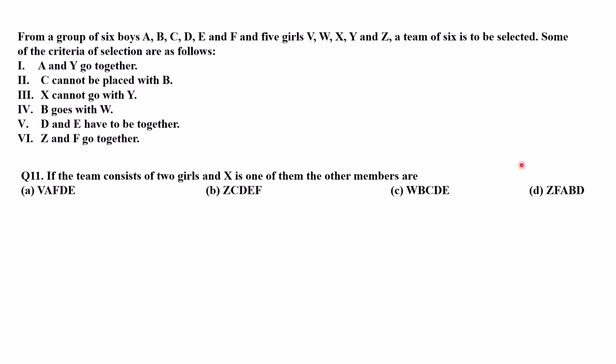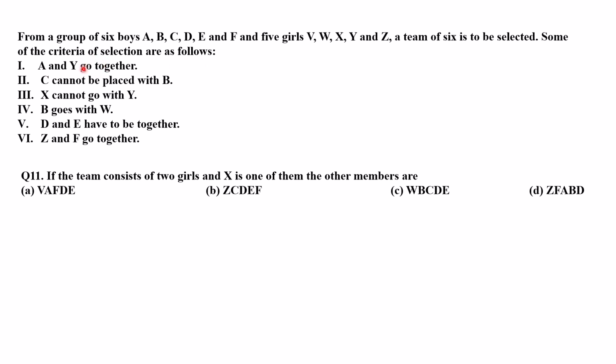Now I'm going to start with the questions based on logical deduction. Okay. So let's start. So in logical deduction, some statements will be given, and based on those statements, there will be questions. So here if you see in this question, from a group of 6 boys A, B, C, D, E and F and 5 girls V, W, X, Y and Z, a team of 6 is to be selected. So you have to make a team where 6 members should be there, and some of the criteria of selection are as follows. So A and Y go together.